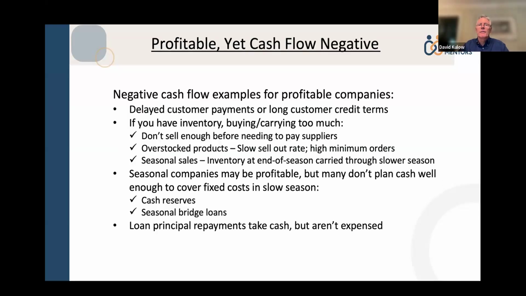So here are some examples of businesses or situations where you could be profitable yet be cash flow negative. And again, the focus is cash flow, that is the lifeblood of your business. So you extend credit, customer payments are delayed, or you give longer customer credit terms. We used to sell to Target or Whole Foods and other places. Many times their terms were to pay within 30 days or 60 days, and they would stretch it out to 90 or 120 days.